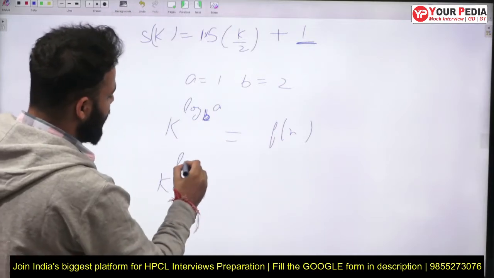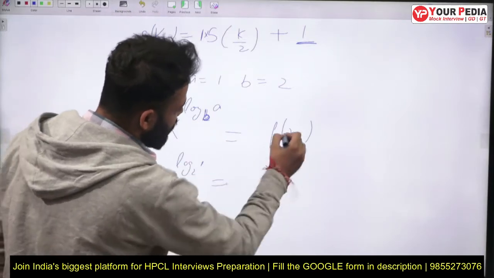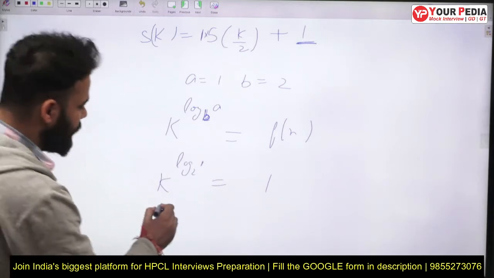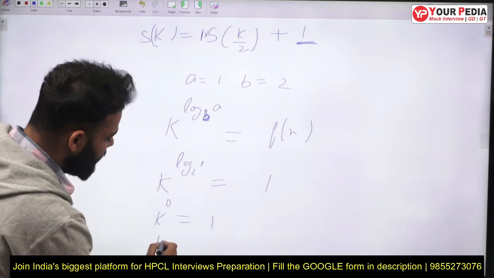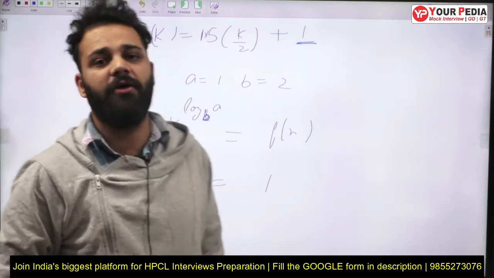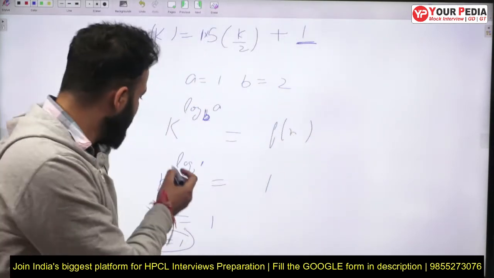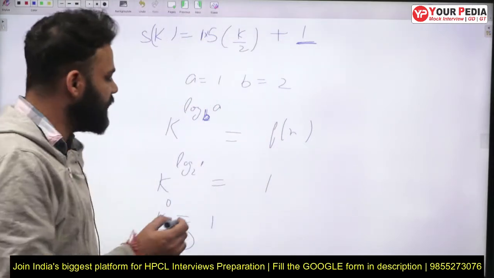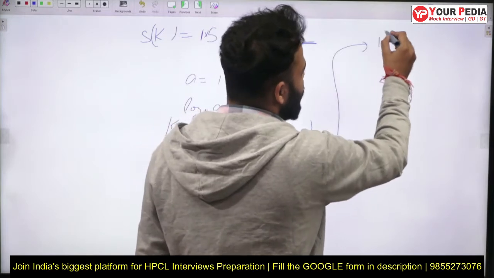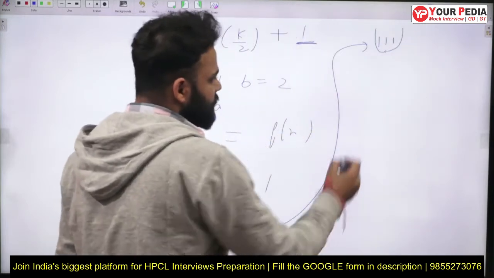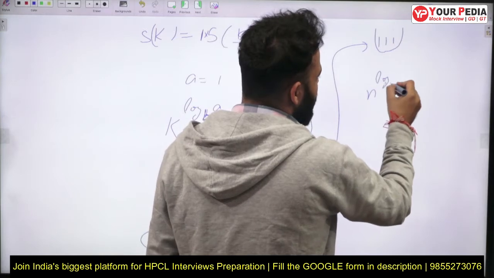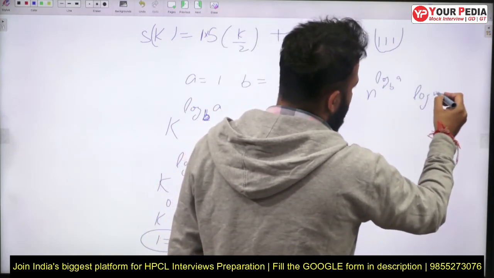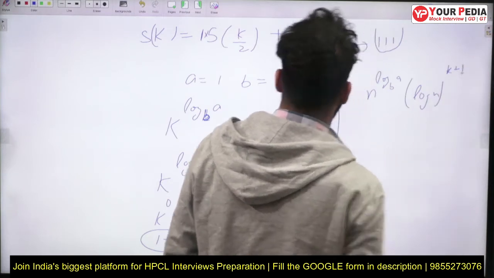Now if you put the value of a and b, log base 2 of 1 is 0, so k raised to power 0 is equal to 1. And f of k is 1. Again 1 equal to 1. Now these are asymptotically equivalent. Now if k raised to power log b a and f of k come out to be asymptotically equal, then we use the second case of the master theorem. That is, the answer will be k raised to power log b a times log k raised to power of (p plus 1).